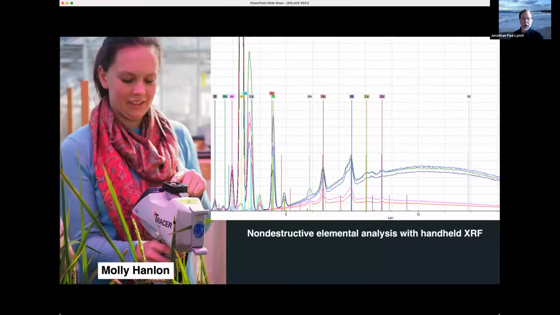Here you can see Molly holding up this handheld unit to a rice leaf, and this emits an X-ray into the tissue or the sample, whatever you're sampling. And by looking at the fluorescence emission spectrum, you can quantify the level of metals, the concentration of metals in that sample. So you have all the metals in that leaf in a matter of seconds.